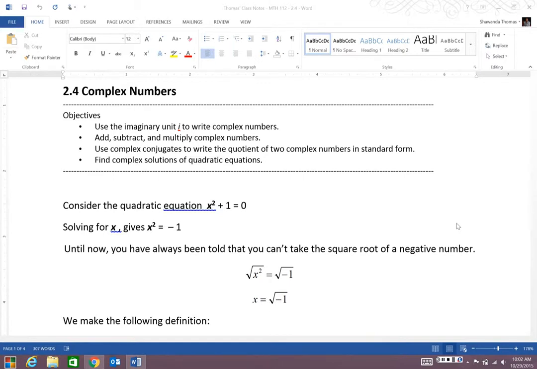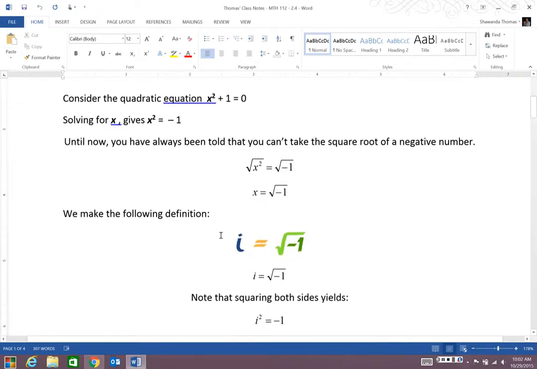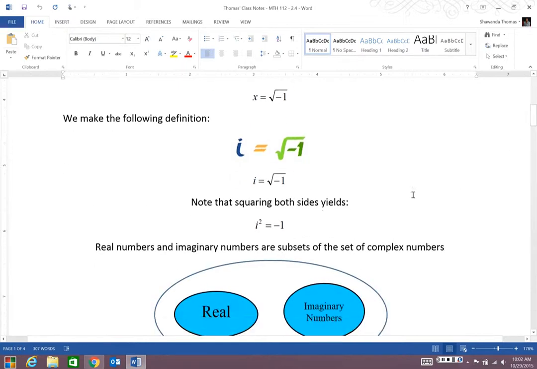That is known as a complex number. So we make the following definition, i. We call the square root of negative 1 i. i equals the square root of negative 1. Note that squaring both sides would yield: if I squared both sides, i squared would equal negative 1.